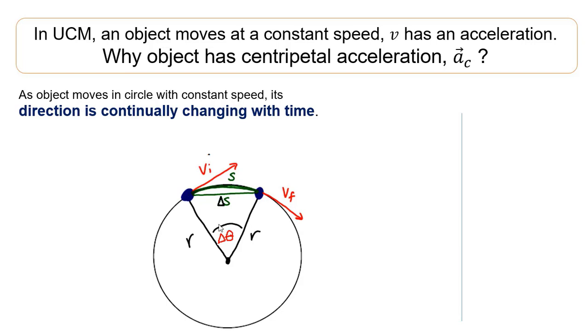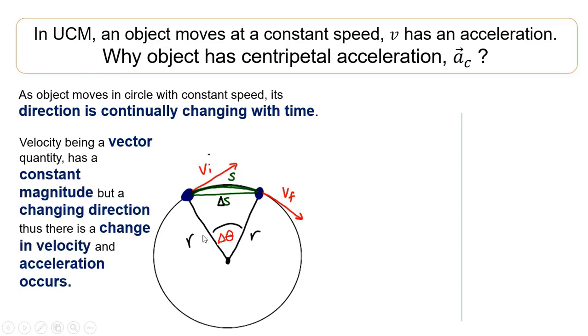An object moves in a circle with radius r within time interval delta t from the initial point to the final point and makes a circular arc s, or linear displacement delta s, as well as angular displacement delta theta. Velocity being a vector quantity, it has a constant magnitude, but the direction is changing with time. Thus, there is a change in velocity and acceleration occurs.